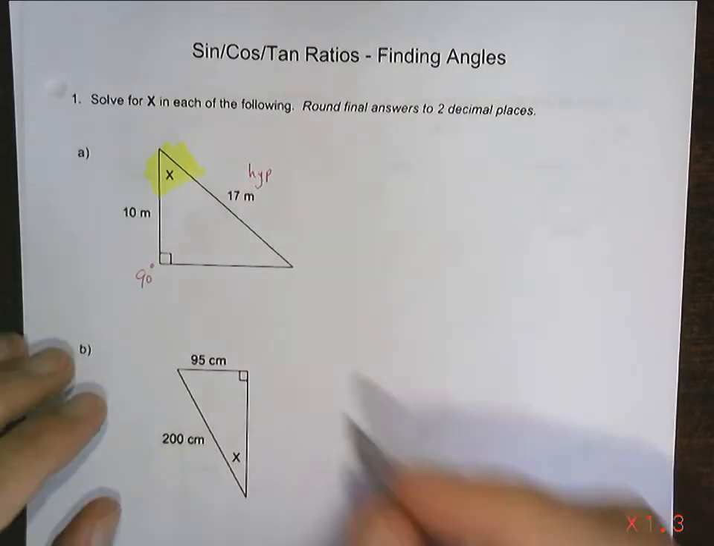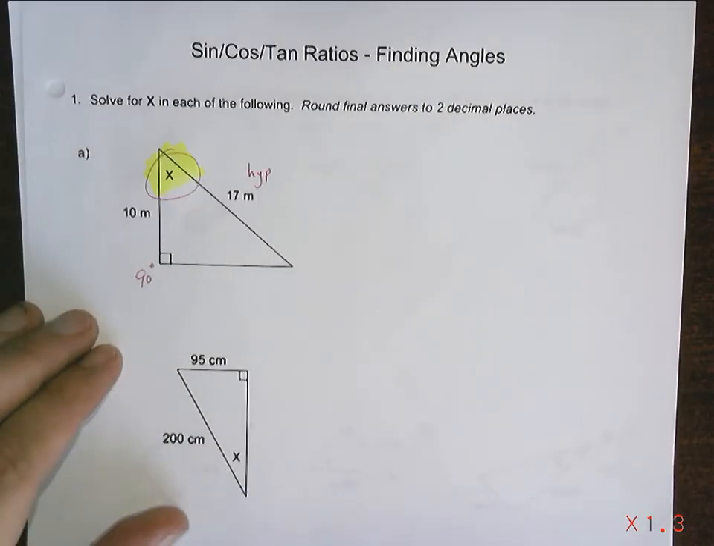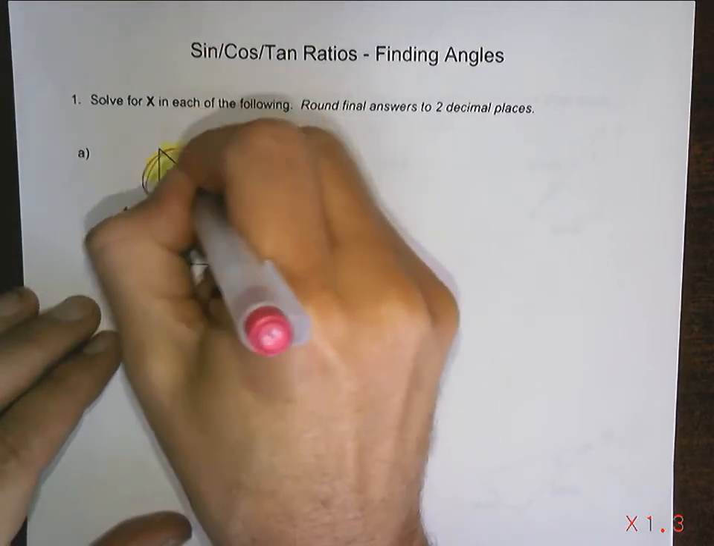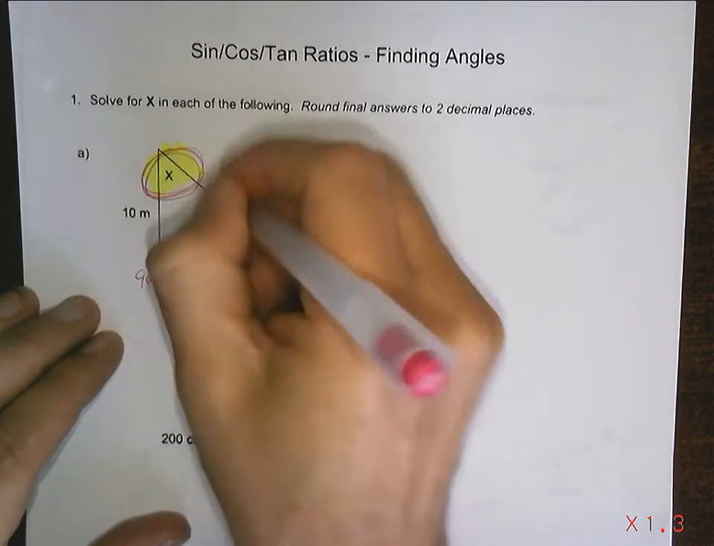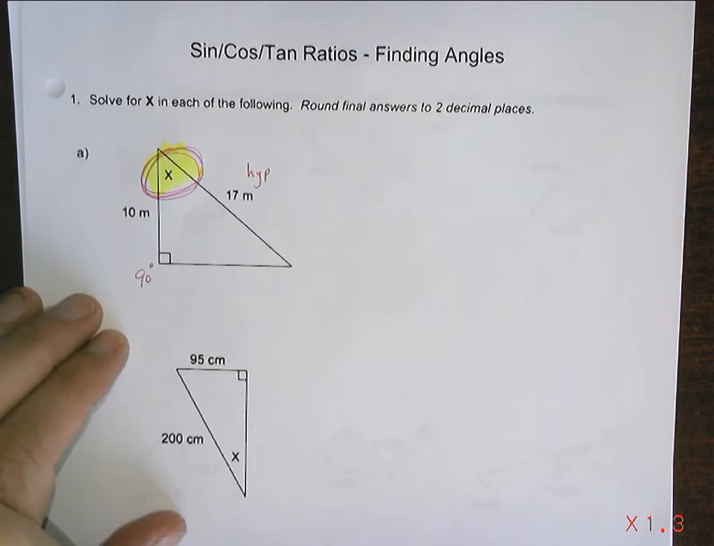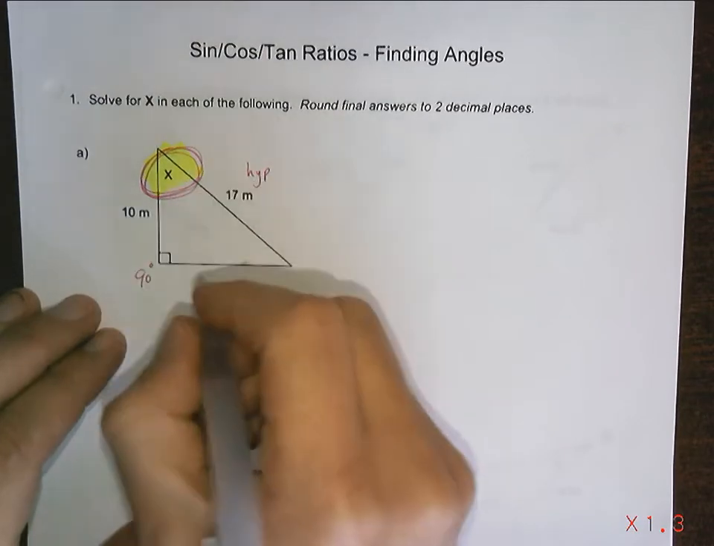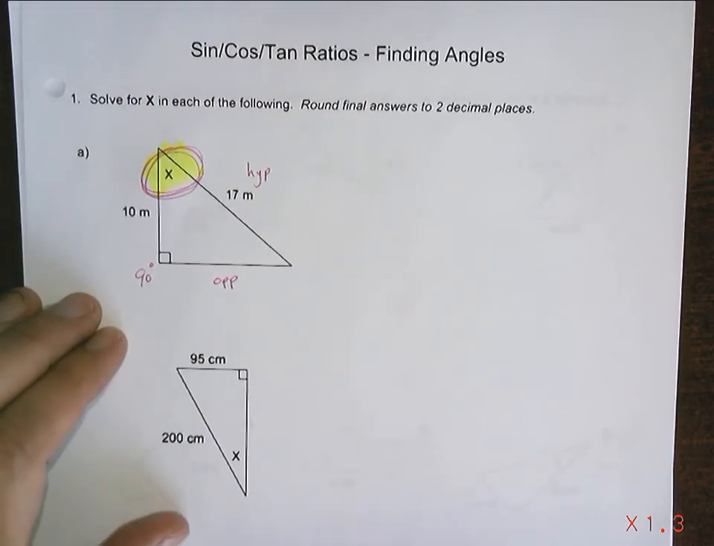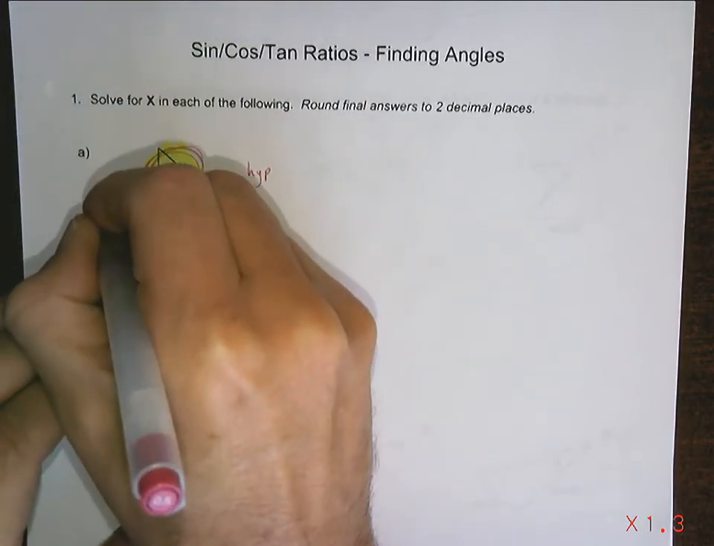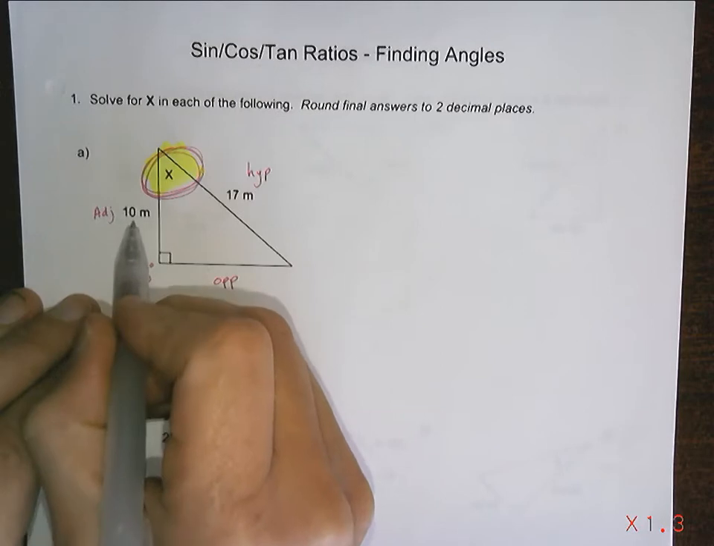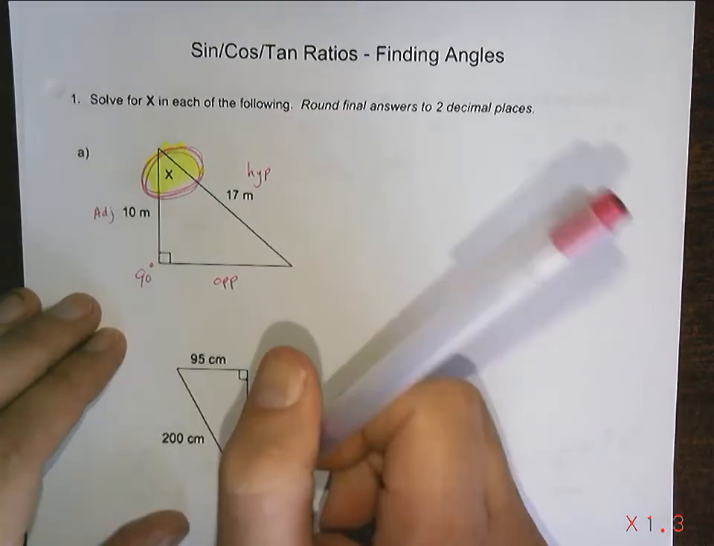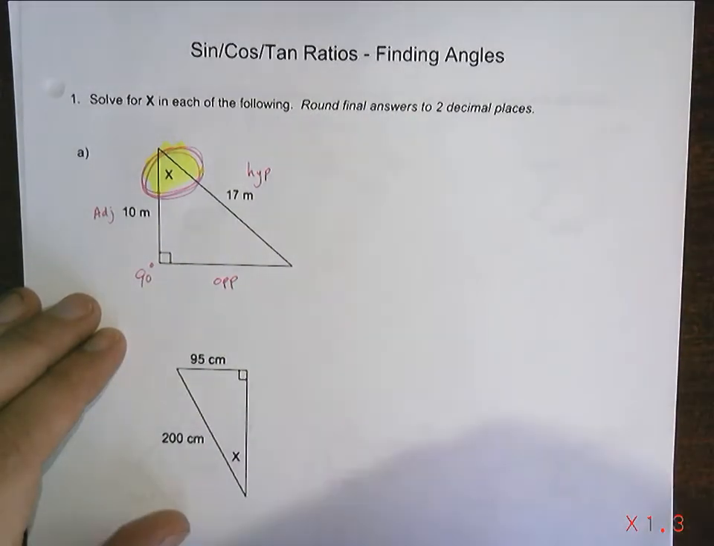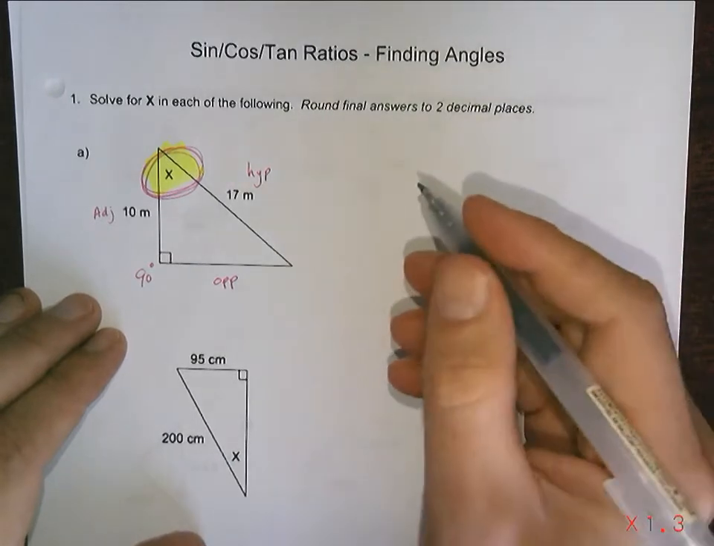Now, there is an angle. And I've been working with one young man in class today, and I've actually got him to start circling the angle because then he really sees it. And now he knows that this is opposite. There's nothing there, so we don't need it. And this is adjacent. And there is something there. There's a 10 meters.